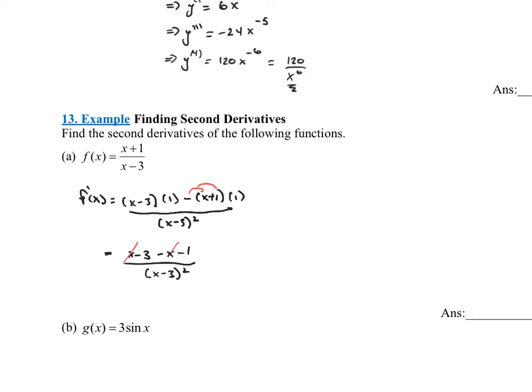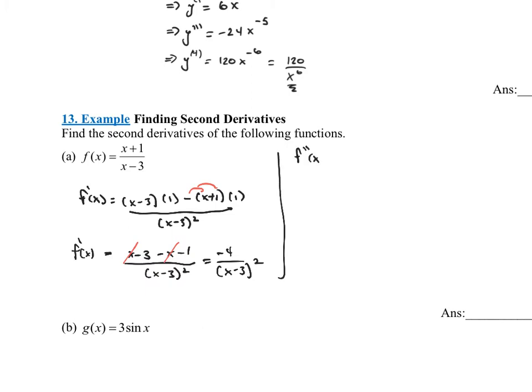Notice in the numerator, my x's are going to cancel, and I'm going to be left with negative 3 minus 1 for my first derivative. Negative 3 minus 1 is going to be negative 4 over x minus 3 quantity squared. So here my numerator is negative 4, my denominator is x minus 3 quantity squared. So now I want to find the second derivative.